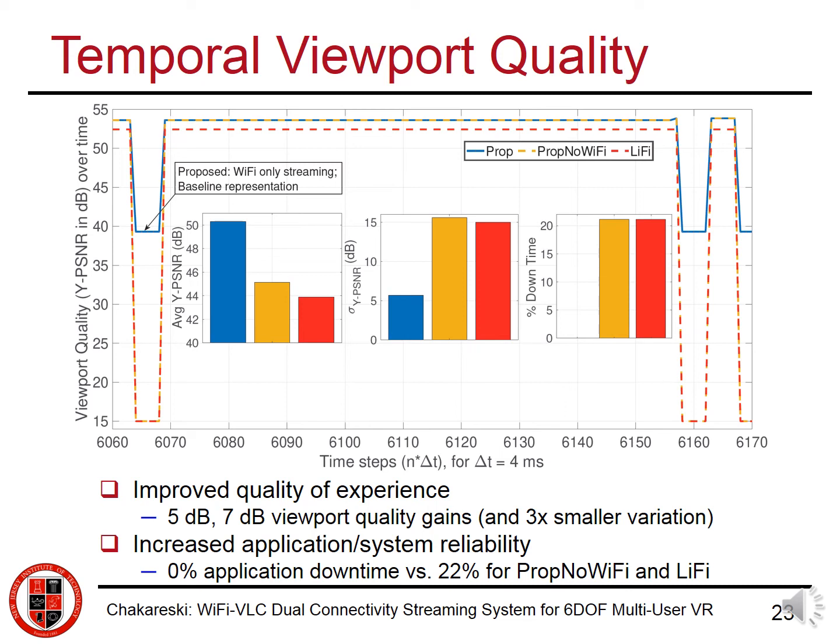On average, viewport quality gains of 5 dB and 7 dB and 3 times smaller standard deviation of viewport quality are enabled over the latter 2 methods, as seen from the 2 smaller inset graphs to the left. Finally, the user experienced 22% application downtime for proposed no Wi-Fi and Li-Fi compared to 0% downtime for our method, as shown in the inset graph to the right. These benefits merit the integrated dual-path streaming and scalable 360-degree rate allocation.